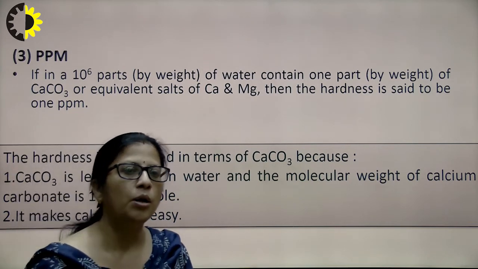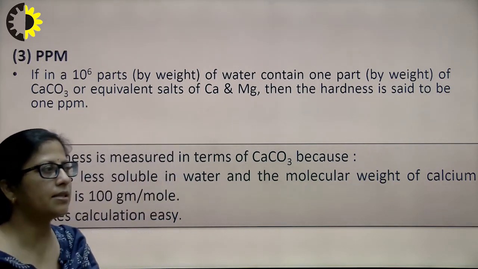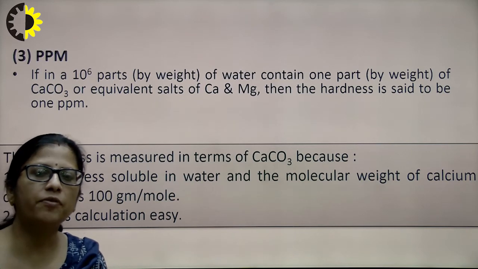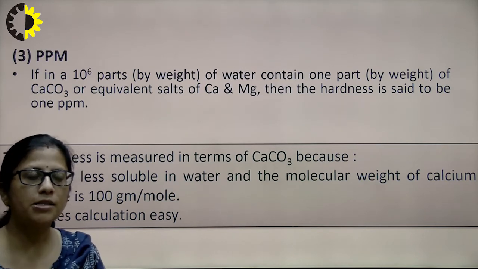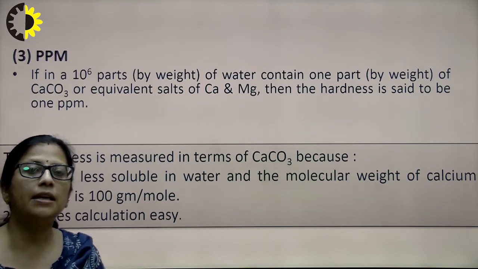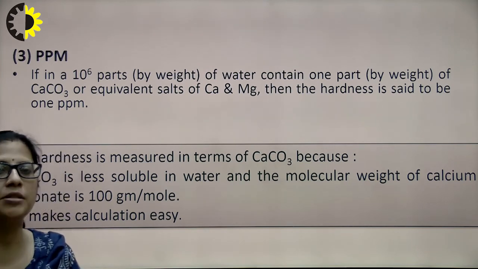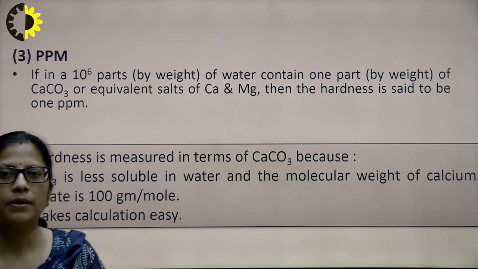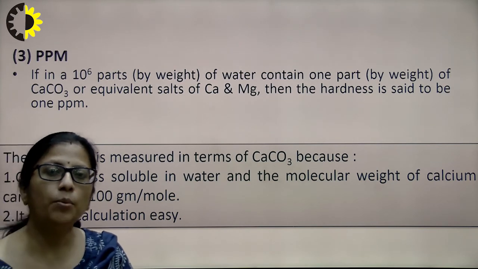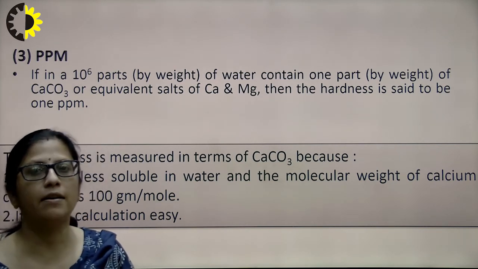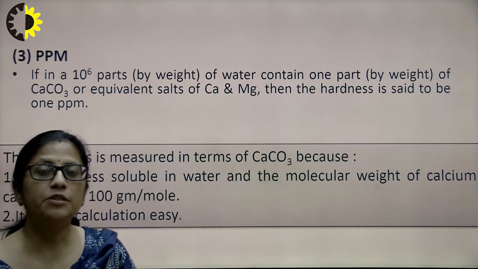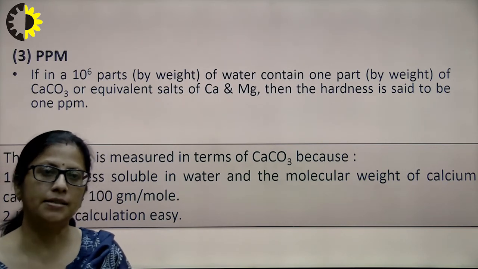And why is the hardness that we are discussing measured in terms of calcium carbonate? Because calcium carbonate is the least soluble salt in water. Generally, calcium carbonate is not present in water. And second, the molecular weight of calcium carbonate is 100, and this makes the calculations easy.